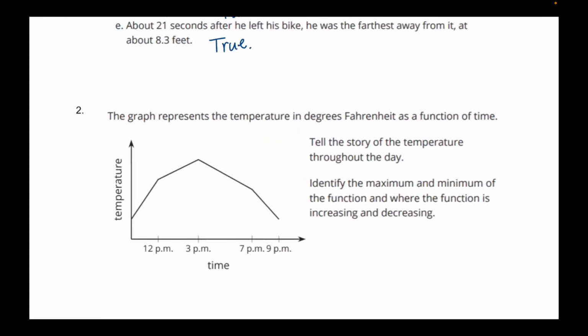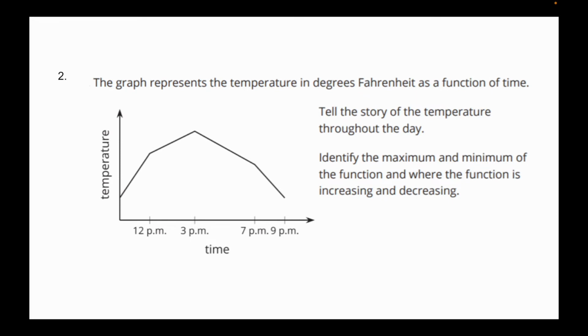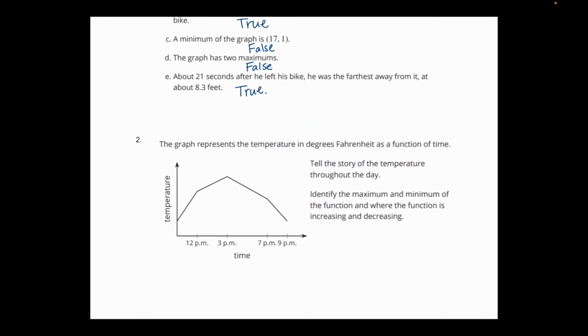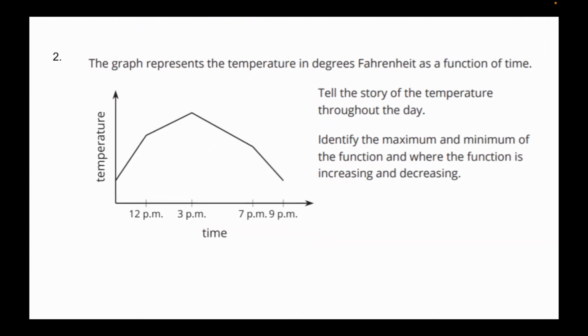Let's look at question 2. The graph represents the temperature in degrees Fahrenheit as a function of time. Tell the story of the temperature throughout the day. Identify the maximum and minimum of the function and where the function is increasing and decreasing. So your answers are going to be a little different here than mine. And that's okay, because you get to tell the story of the temperature throughout the day. But I'm just going to give a generic or an example response.